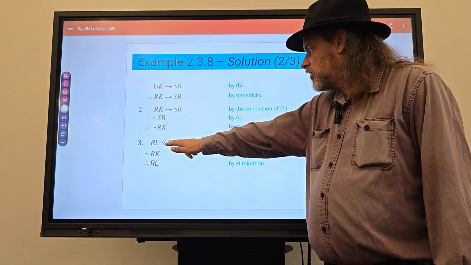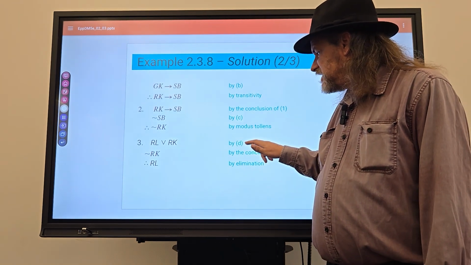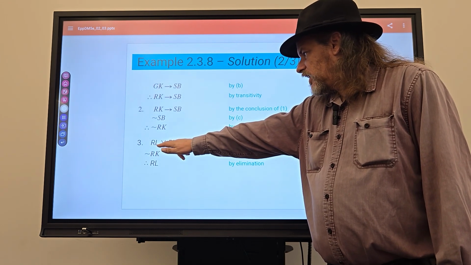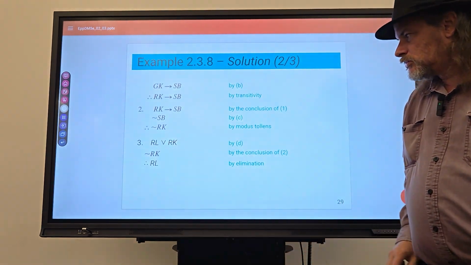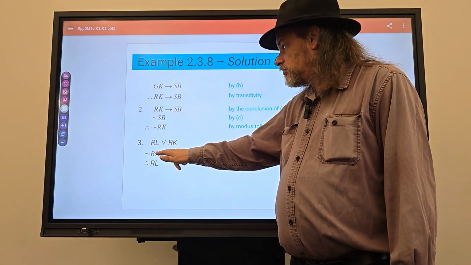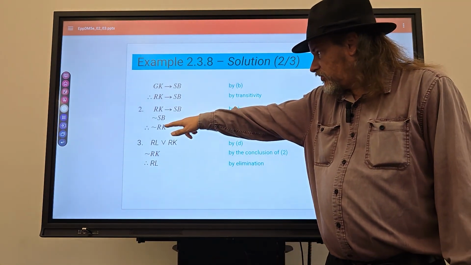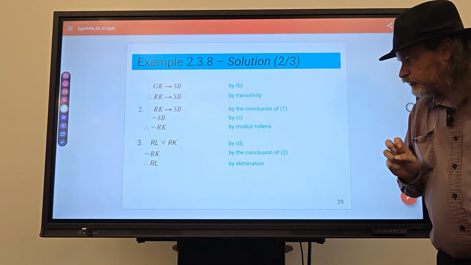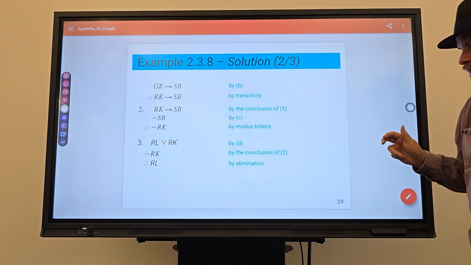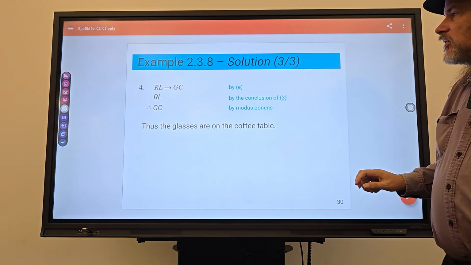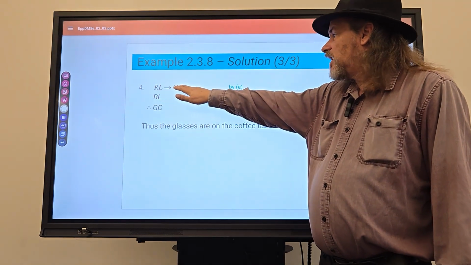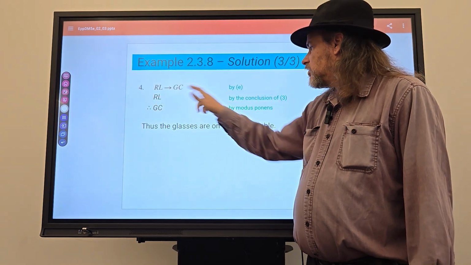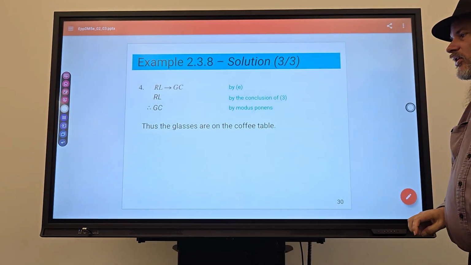The last statement in the original problem says that you were either reading in the living room or reading in the kitchen. You weren't reading in the kitchen by the conclusion of the previous section. Therefore, you must have been reading in the living room, by elimination. You were reading in the living room implies that the glasses are on the coffee table. You were reading in the living room, therefore, by modus ponens, the glasses are on the coffee table.